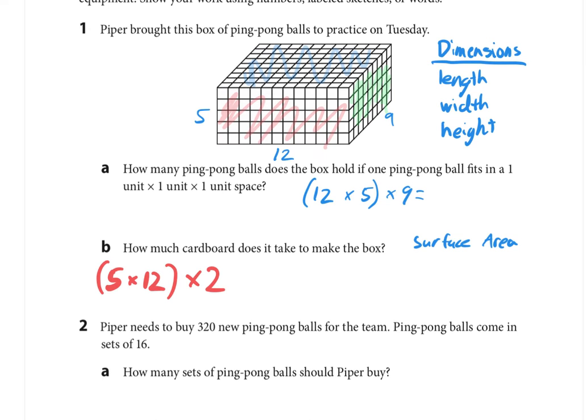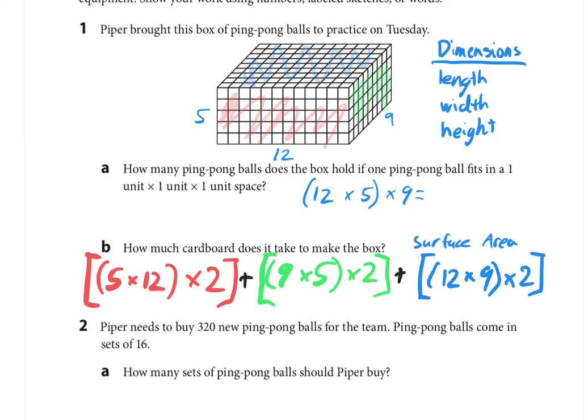And then the 2 sides, the right and the left sides, are going to be the same. So for the front and back, I have 5 times 12, and I need to double that. And then the right and left side, I've got 9 times 5, and I'm going to double that. And then finally, the top and bottom, I have 12 times 9, and I'm going to double that. And that's going to give me the total amount of cardboard we need to make that box.